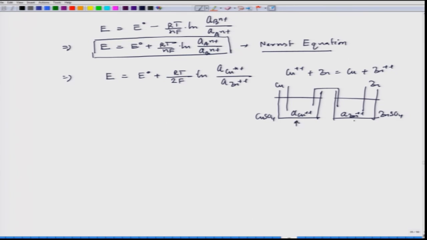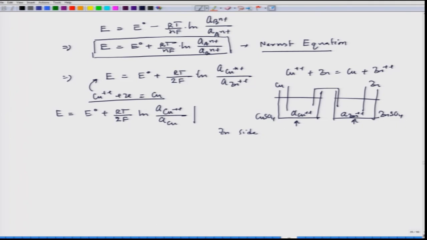Now, if I try to look at the reaction copper plus plus plus 2e equal to copper, this is also an electrochemical reaction. For that also we can construct an equation like this. So, that would become E equal to E0 plus RT by 2F ln activity of copper plus plus over activity of copper. Now, this is a relation for the copper side, and for the zinc side I can write the relation for the reaction.